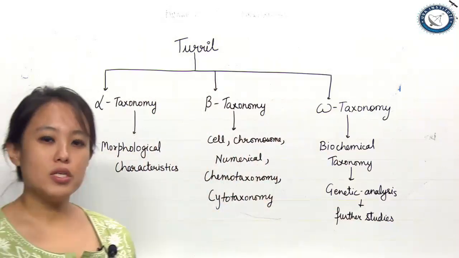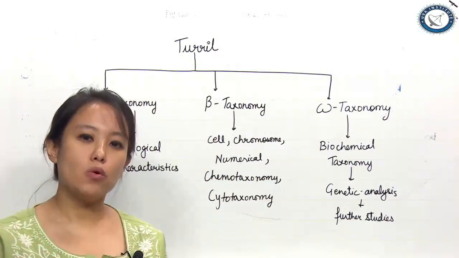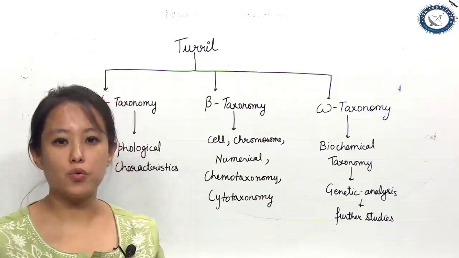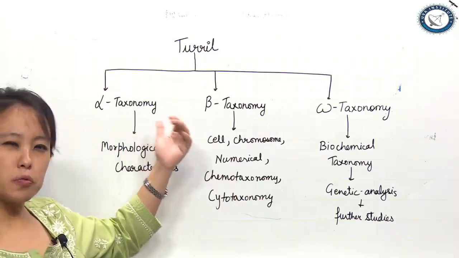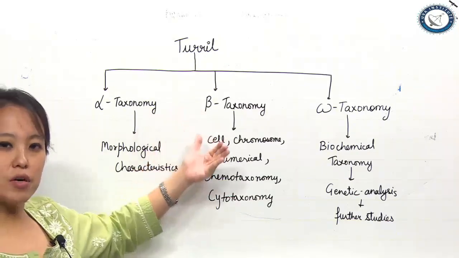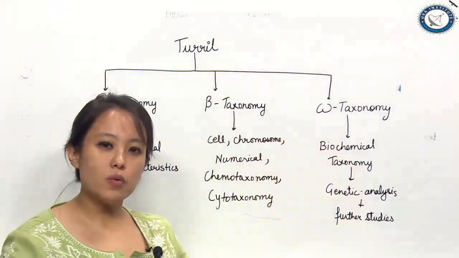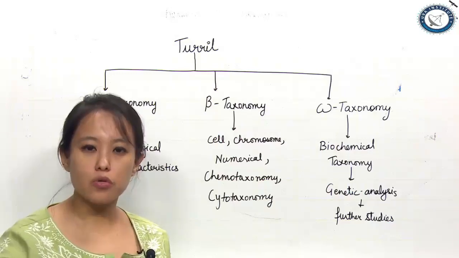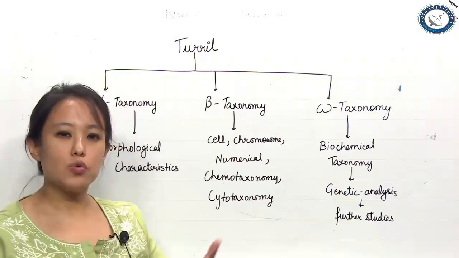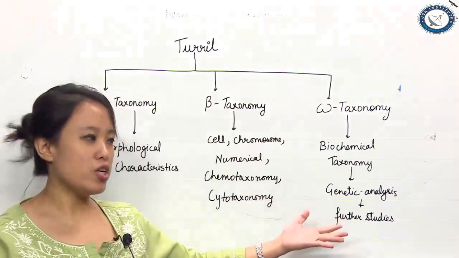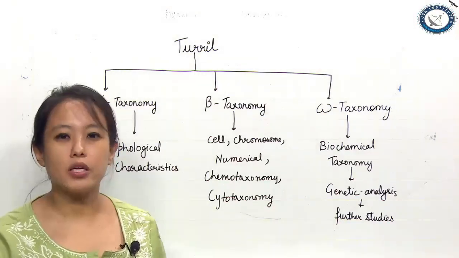So what Turrell has done is sum up all the branches of taxonomy under one roof and make it very precise and crisp, not more complicated. He has just given alpha, beta, and omega. Omega is the one which is majorly used in order to understand the biochemical nature and the behavior of a cell in order to carry out any genetic analysis or anything like that.